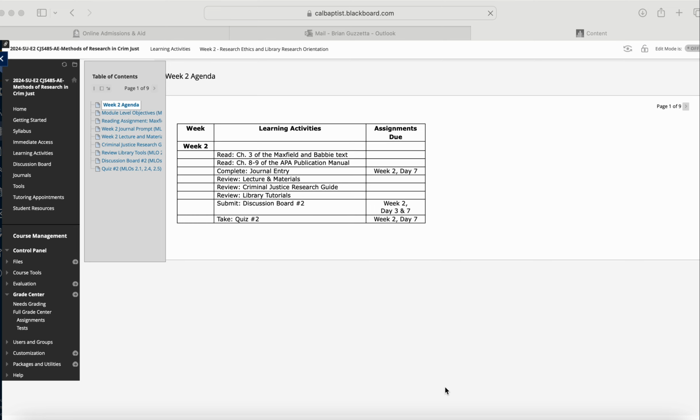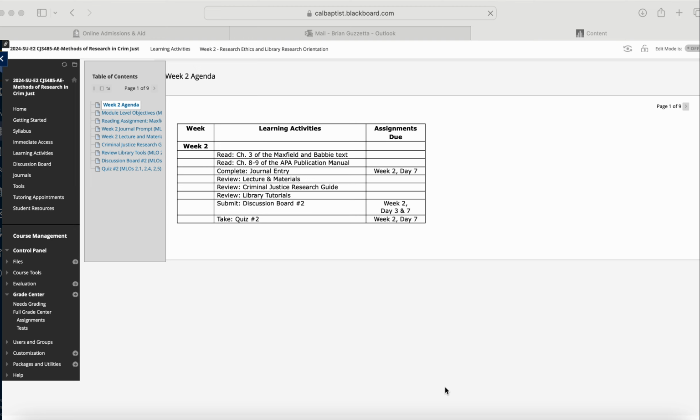Hopefully this will answer your questions, give you some guidance, and prepare you for the deliverables that we have here in week 2. If we look at our agenda, we have 2 reading assignments. Chapter 3 out of the text, and then Chapter 8 and Chapter 9 out of the APA publication manual.